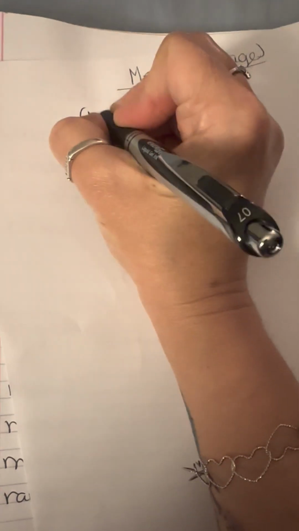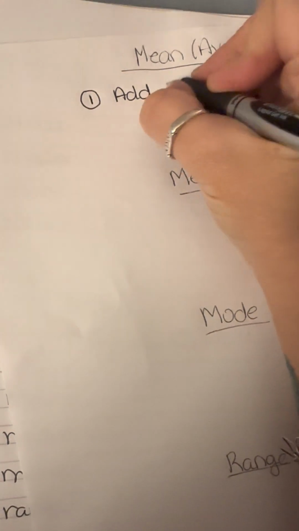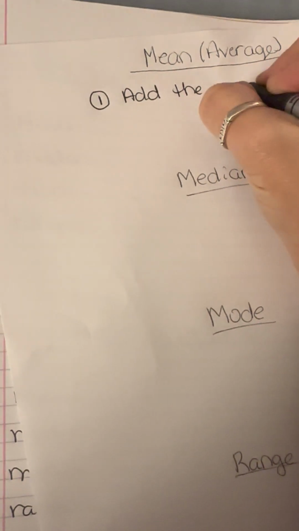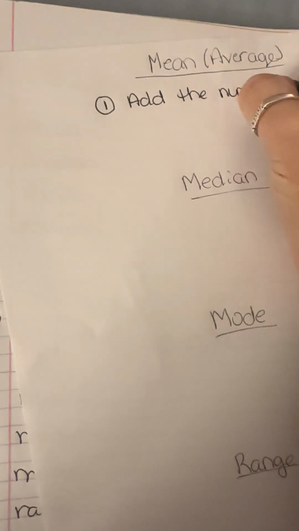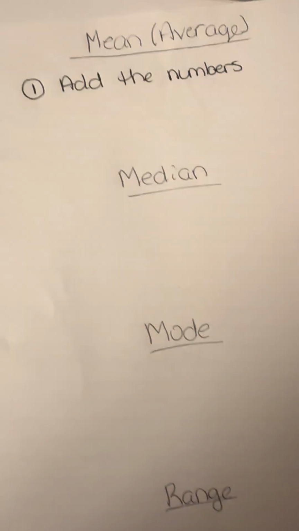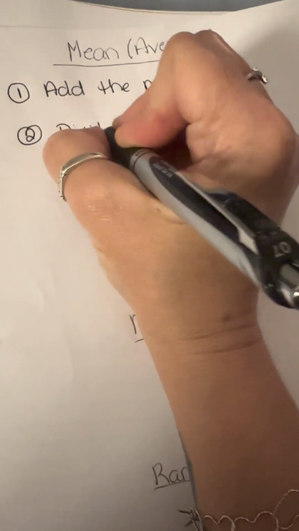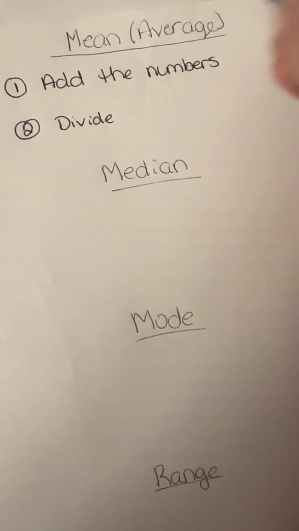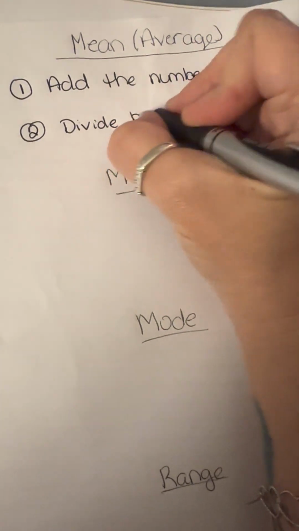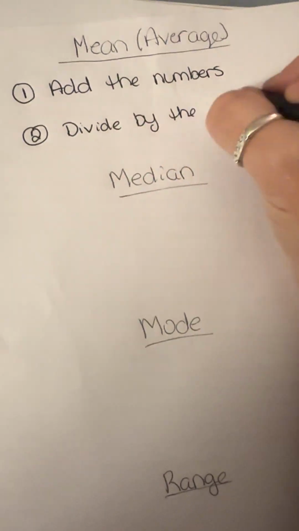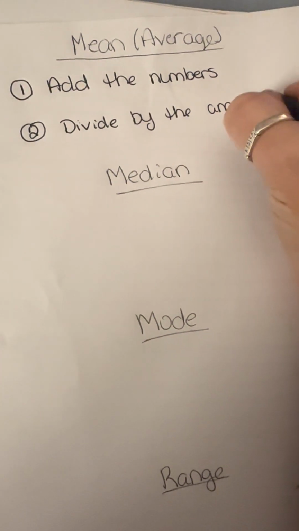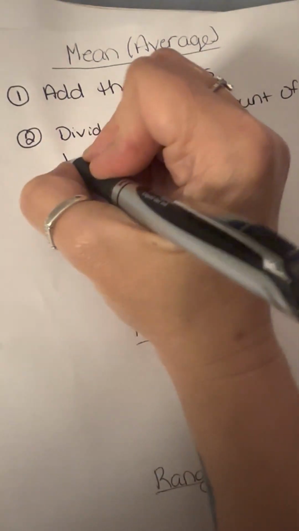So to calculate the mean or the average, it is a two-step process. First, you're going to add the numbers together. Whatever the numbers in your data set are, add them together. And that could be whole numbers, fractions, decimals. And then step 2, take your answer from step 1 and divide by the amount of numbers added together.